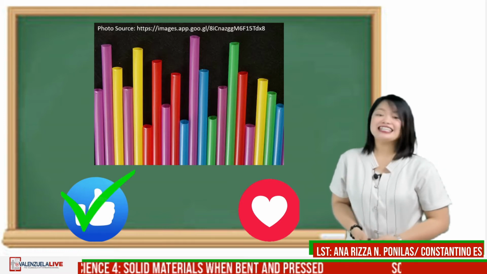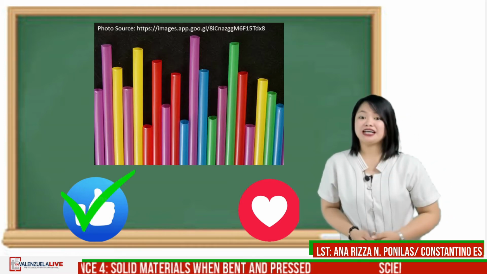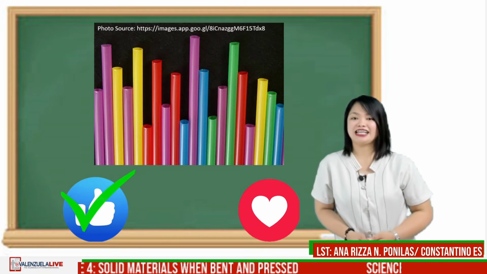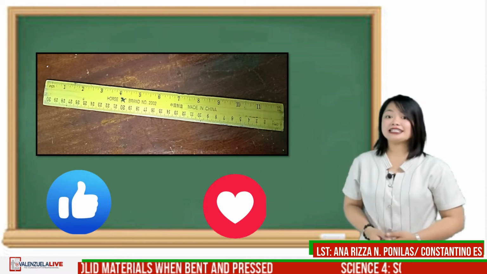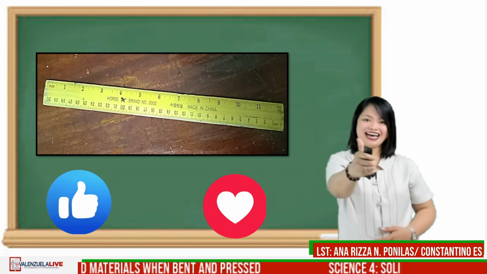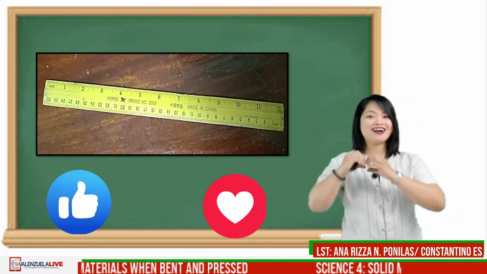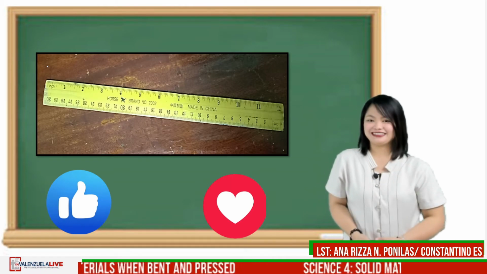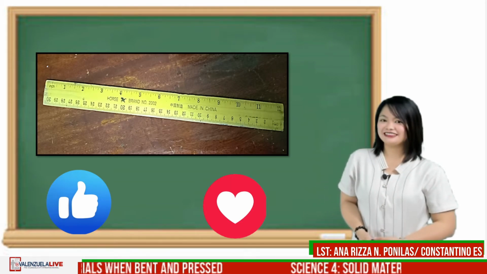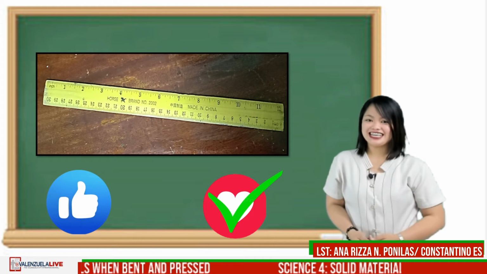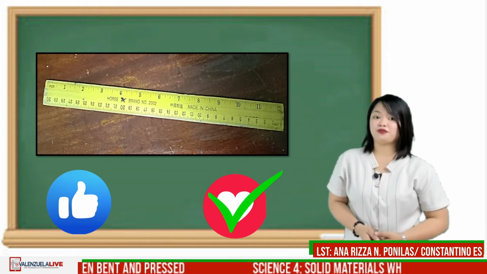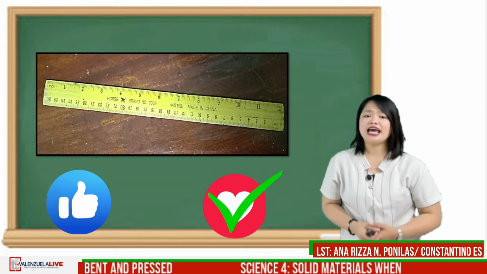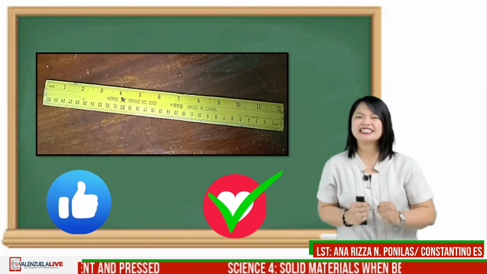Great! The answer is like because drinking straws are thin so you can easily bend it. Next is wooden ruler. Click like if it can be bent, or heart if cannot be bent. Correct! The answer is heart because the ruler is made up of wood. It is somewhat thick and can be broken if you insist to bend it.